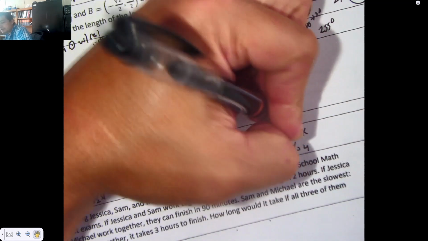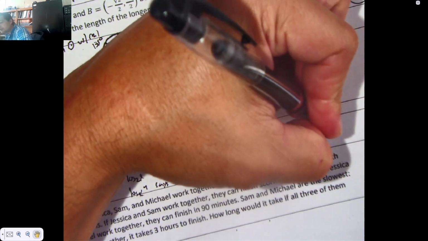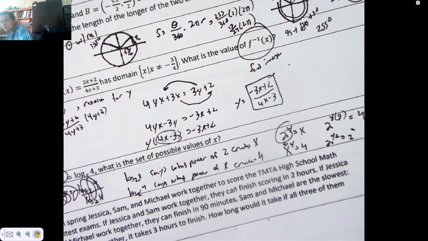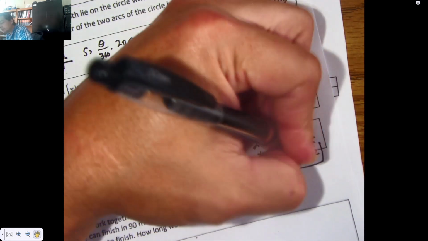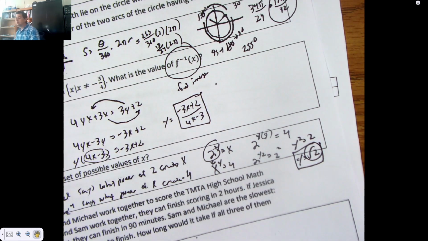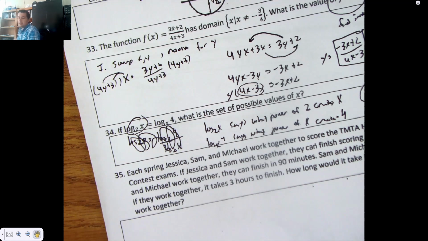Now I can use substitution here. If 2 to the y is x, I can put it right there. 2 to the y times y is now 4. 2 to the y squared is 4, and 4 is 2 squared. So y squared is 2. Counteracting squaring by square rooting, y is root 2. Root 2 is what I'm looking for. Funny answer.